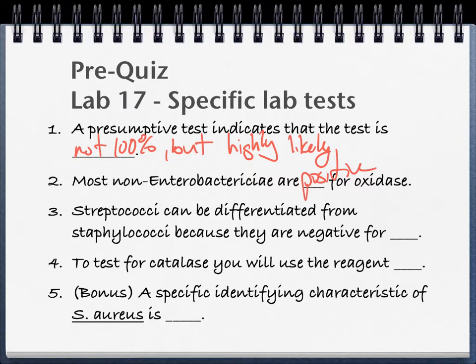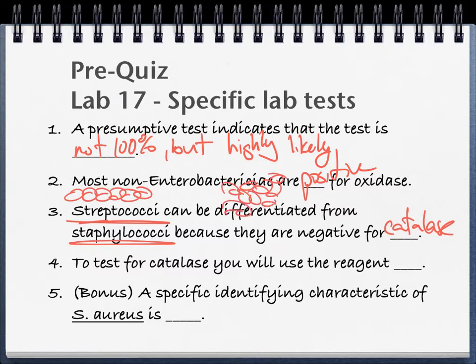Streptococci can be differentiated from staphylococci because they're negative for what test? Catalase. This is the catalase. Notice, by the way, streptococci, staphylococci. What am I describing here? Shapes, yeah? So we're talking about bacteria that look like this versus bacteria that look like that. Not the genus.